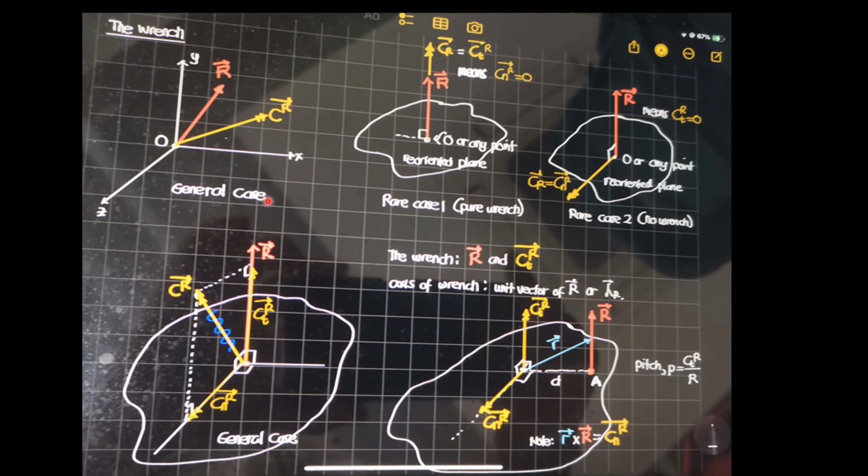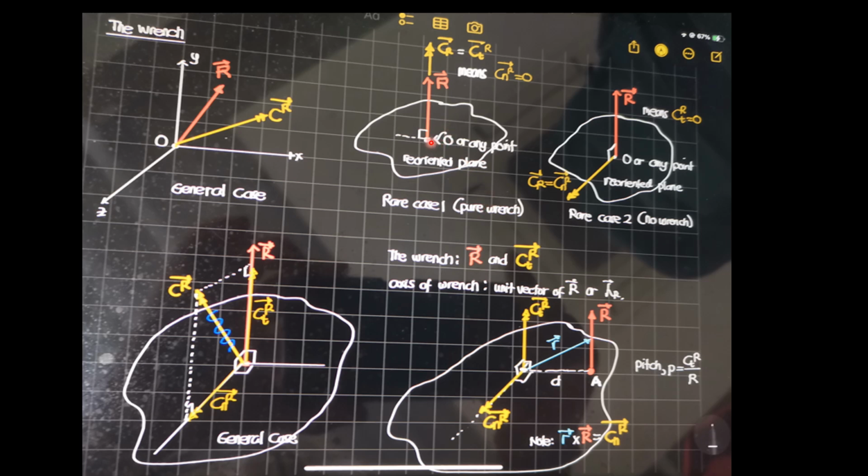Then there are rare cases where we can represent the force system by another system called the wrench. This is the force couple system at O. Then this is a pure wrench. This is a very rare case, but possible.